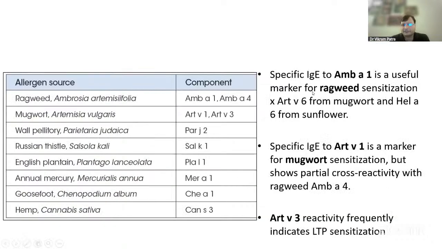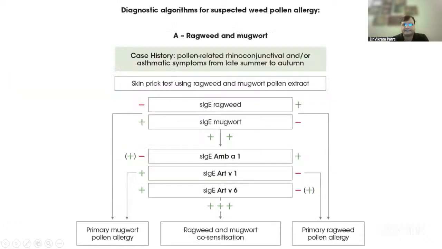So as I mentioned, specific IgE to Ambrosia A1 is a useful marker for ragweed sensitization. Artemisia V1 is a marker for mugwort sensitization. Artemisia V3 reactivity is for LTP sensitization. So this is a flowchart or algorithm for weed.